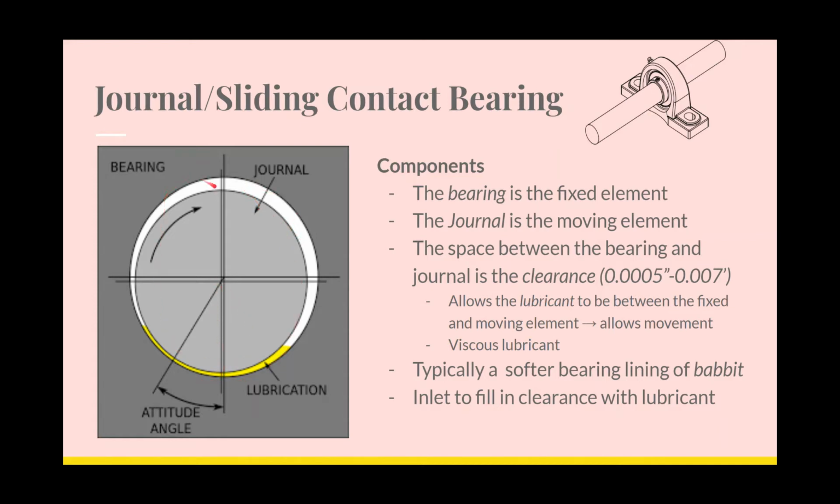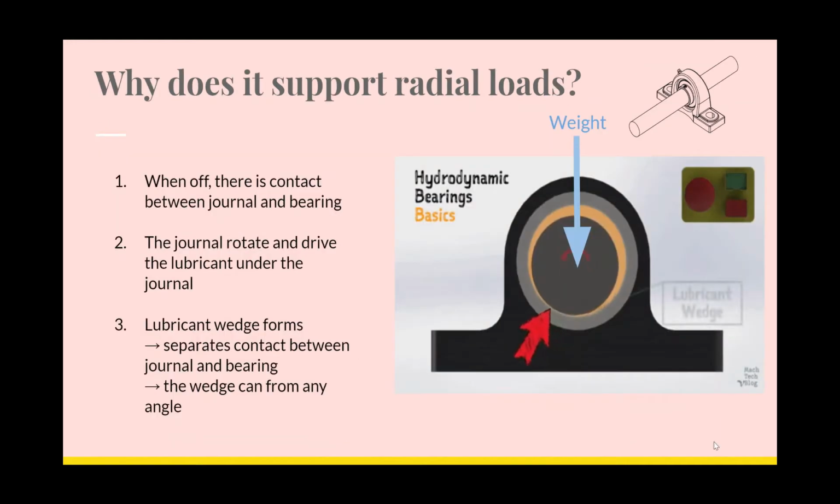And these bearings also have a lining right here. It's typically of softer material, so that if the journal were to make contact with the bearing, it would wear out the lining first before damaging either the journal or the bearing. Well, how does it support radial loads?